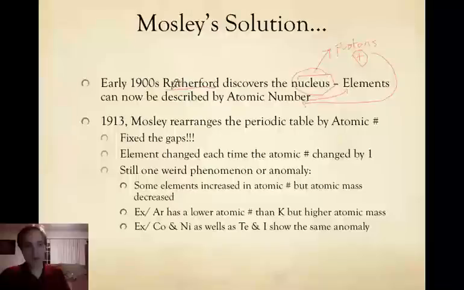So Rutherford figured that out, but he didn't quite understand how that fit into the idea of the periodic table. It wasn't until another scientist came along by the name of Moseley, in 1913, that he rearranged the periodic table by the atomic number. So in other words, he figured out that the mass was not the way to go.